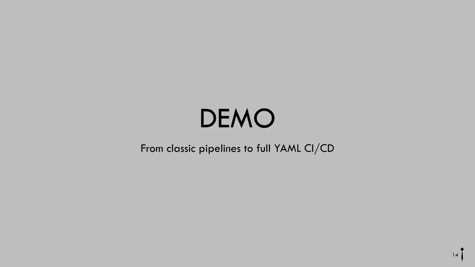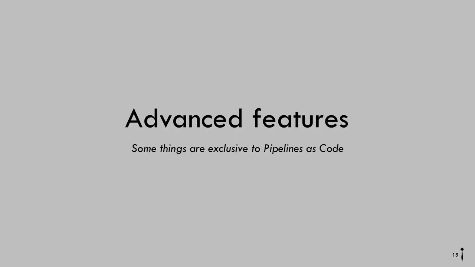So this is what it takes to move from classic pipelines to full YAML CI/CD. Obviously, the demo is fairly simple and it's not a complex application running in a real production environment, but I hope that it gives you a flavor of what's required to move from one entry point to the other. Now that you are hopefully on board the new version of the pipelines, there are a few advanced features that are worth mentioning, which are exclusive to Pipelines as Code.